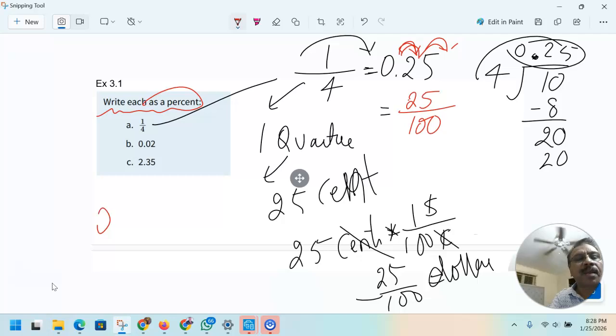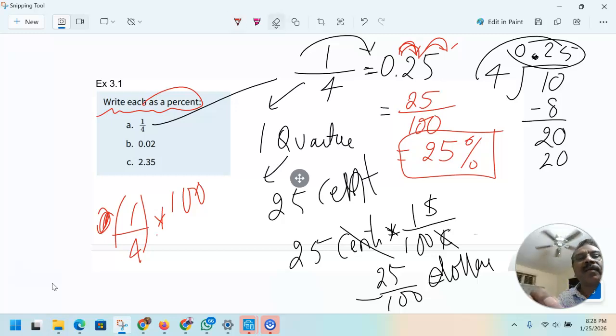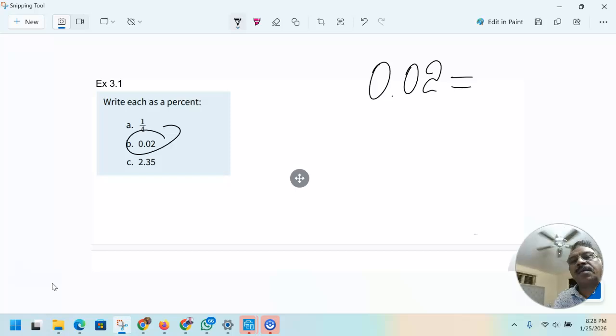So on your calculator, maybe you will just write 1 divided by 4 and multiply by 100. Basically, whatever the number is, you just have to multiply by 100. And when you write it as a percentage, you write 25 and then percent. This is the answer. If you see the next question there, the second one, 0.02. So all you do is multiply this piece by 100.